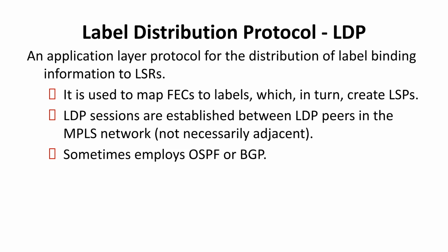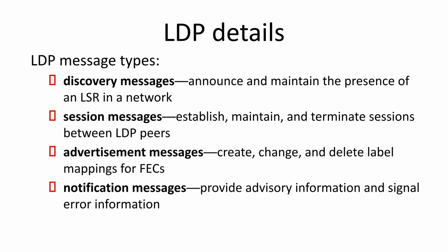The Label Distribution Protocol, or LDP, is an application layer protocol for distributing label binding information to LSRs. It maps FECs to labels, thereby creating LSPs. LDP sessions are established between LDP peers, sometimes employing OSPF or BGP.